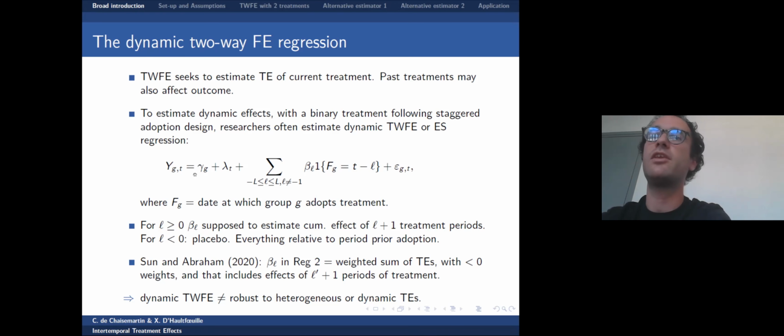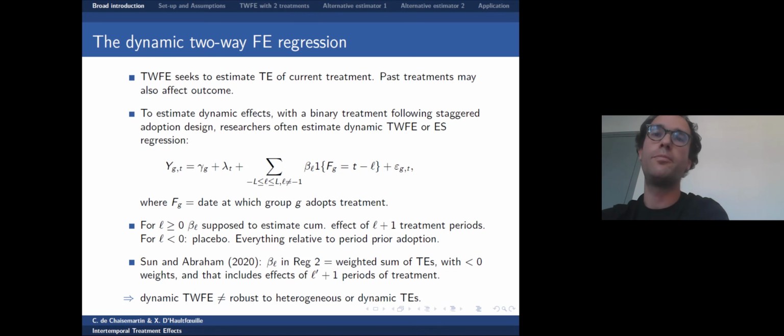You're regressing Y_gt on group and time fixed effects and on indicators for how long ago group g started receiving the treatment. And the hope when people estimate those regressions is that for l greater than 0, beta_l is going to estimate the cumulative effect of l+1 treatment periods. And for l lower than 0, beta_l is going to be a placebo testing the parallel trends assumption.